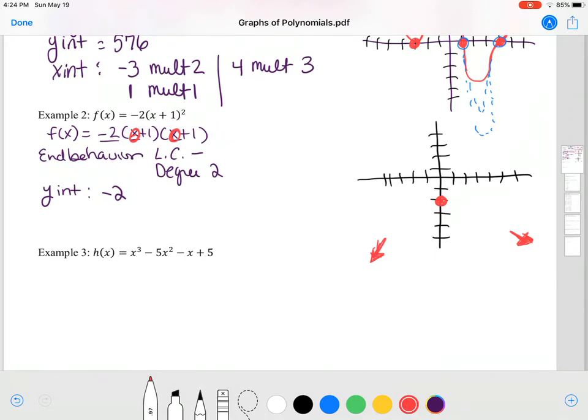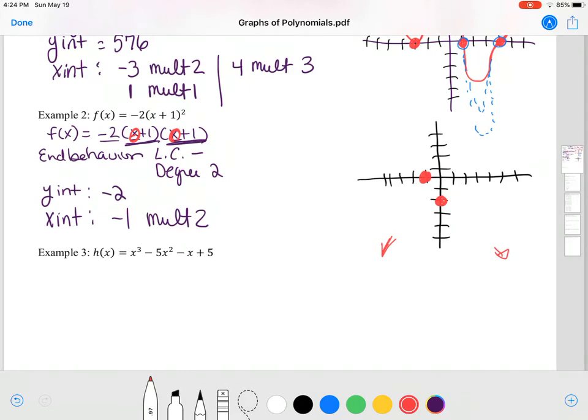Okay, so now let's go to x-intercepts and multiplicities. In this case, I only have one x-intercept, that would be negative 1. And I would have a multiplicity of 2 because I have 2 factors of x plus 1. So I know that I have an x-intercept at negative 1. I know my arrows are going to be in the third and the fourth quadrant. So I know I'm going to start here and end here.